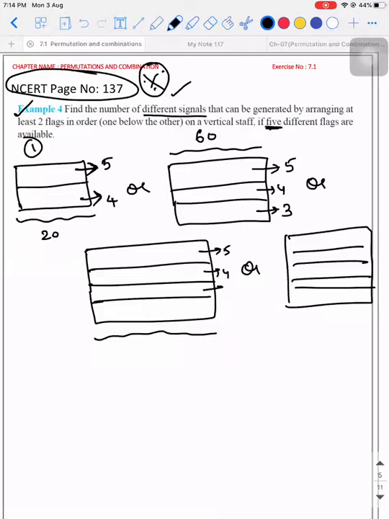5, 4, 3, 2: 120 ways. You can do it in 120 ways. In how many ways can you produce a 5-colored signal? 120 ways. That will also be 120 ways because the last one will take a 1. I hope you understood. So this can be done with 5, 4, 3, 2, 1. So it's the same 120 ways.